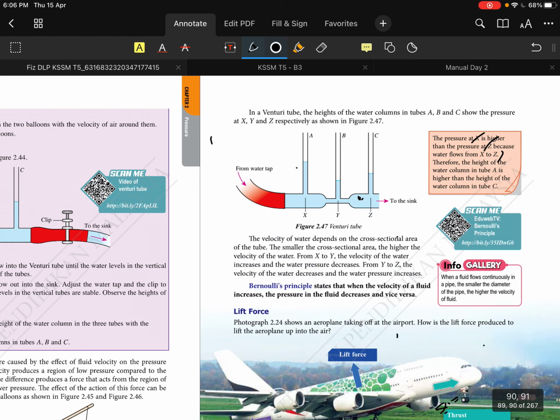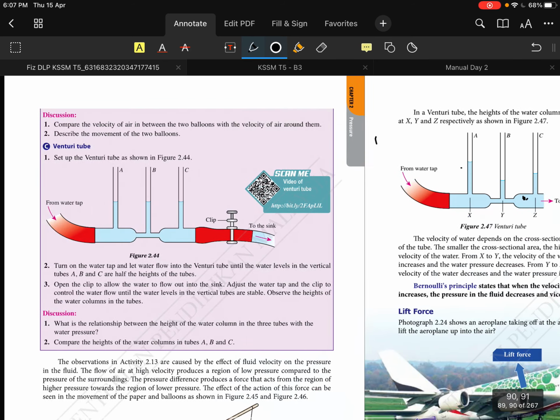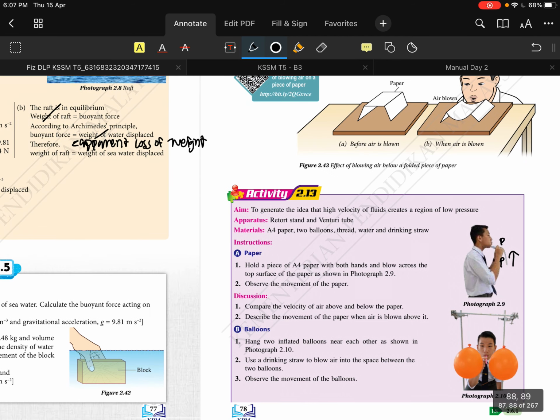Let's say, okay, Bernoulli's principle states that when the velocity of a fluid increases, its pressure will decrease. So when the velocity of a fluid increases, the pressure of the fluid decreases, and vice versa.